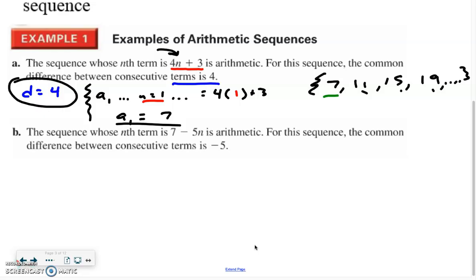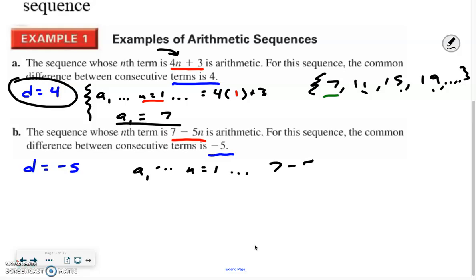So again, same thing here in part B. It says the sequence whose nth term is 7 minus 5n is arithmetic. For this sequence, the common difference between terms is negative 5. So d is negative 5. Uh-oh. Can we have a common difference that's negative? Absolutely. All that's happening is that our values are getting smaller as we go. No big deal.